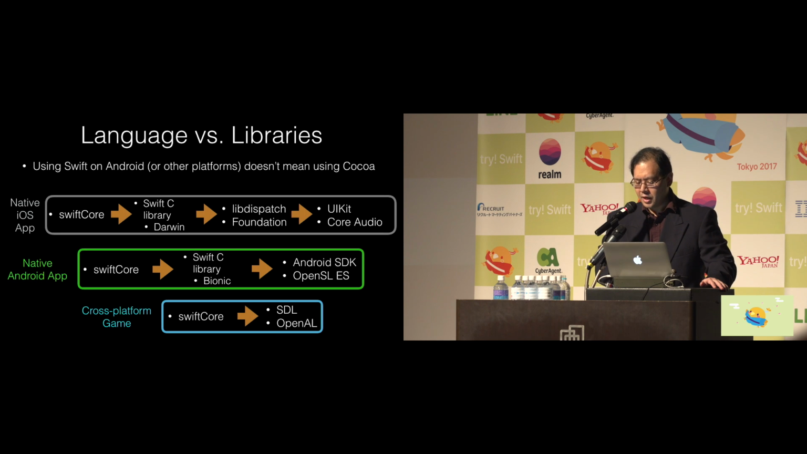Next, consider a native Android app written in Swift. This app uses the Swift C standard library, but there is no UIKit or Core Audio on Android, so for native Android, we would use the Android SDK and OpenSLES. Finally, consider a native cross-platform game that goes to a whole bunch of platforms beyond Apple and Android written in Swift. SDL provides us all the functionality we need. SDL even provides audio, but for symmetry, I decided to include OpenAL for 3D audio.